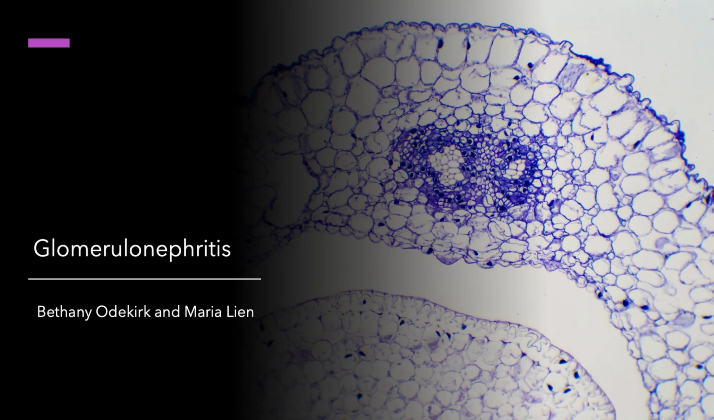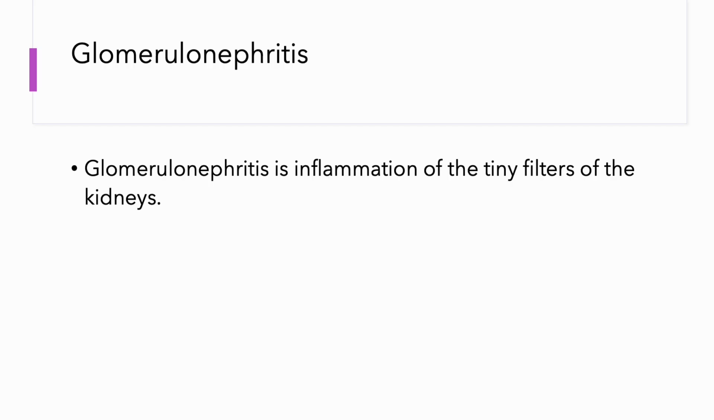Today we'll be talking about glomerulonephritis. We're going to talk about the symptoms, causes, complications, how to prevent this, the diagnosis process, and the treatment plan for this. So first off, what is glomerulonephritis? It is the inflammation of tiny fibers of the kidneys.